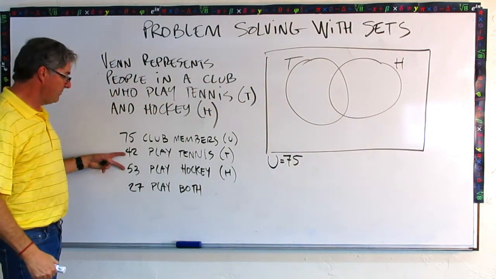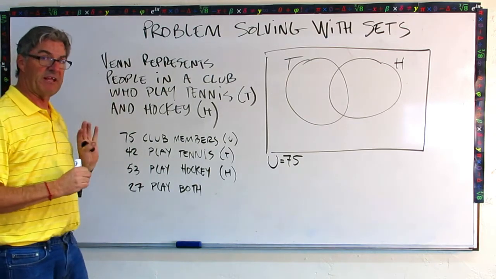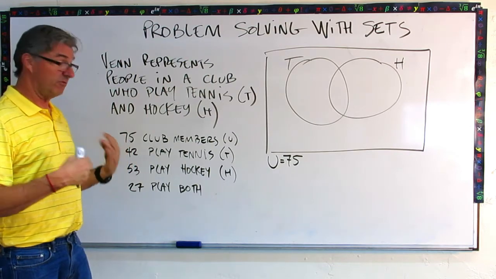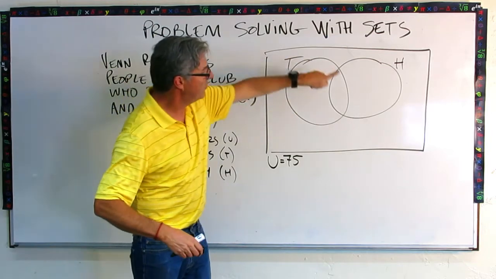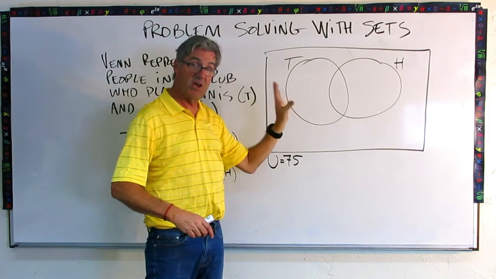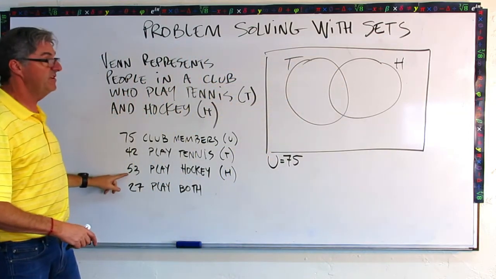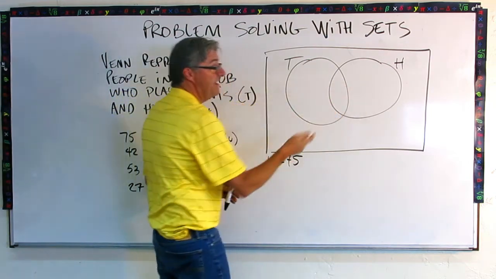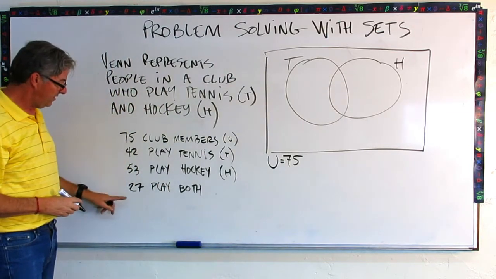Now, these two numbers, 42 and 53, can I put those on the Venn diagram directly? Think about that. If your answer was no, you're right. 42 play tennis. That means the total of the tennis circle is 42. But there could be some in here and some in there. So 42 isn't going to go on directly. It's just going to be the sum of these two regions. And the same with the 53 who play hockey. 53 is going to be the total of whatever's in here plus whatever's in there. So we can't put these numbers directly on the Venn. So let's look a little further.